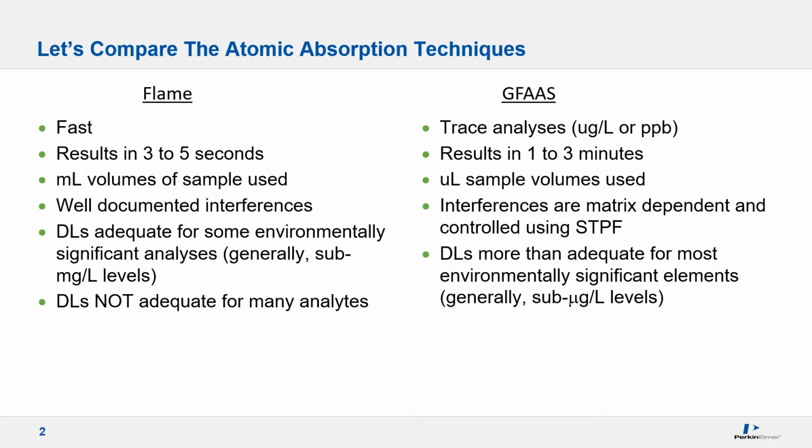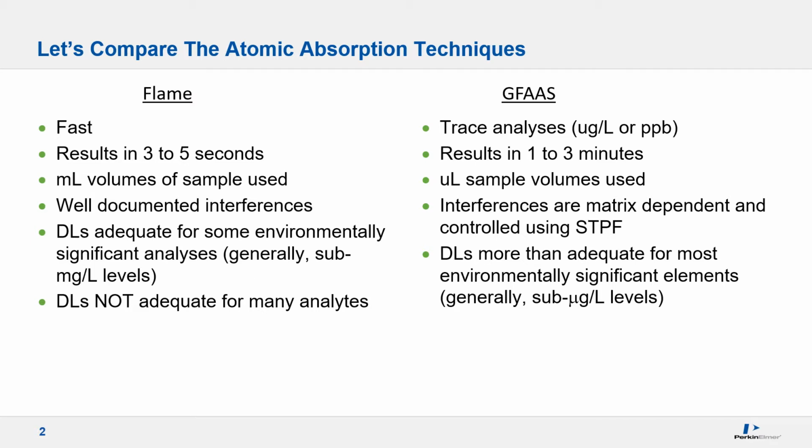Let's start by briefly reviewing the atomic absorption techniques of flame and furnace. Comparing in terms of basic spectrometer design, the components are essentially the same, but now we replace the burner head with a graphite tube as a sample cell. Flame AA is fast, produces sub-ppm levels of detection, has well-documented interferences, and requires milliliter volumes for determination.